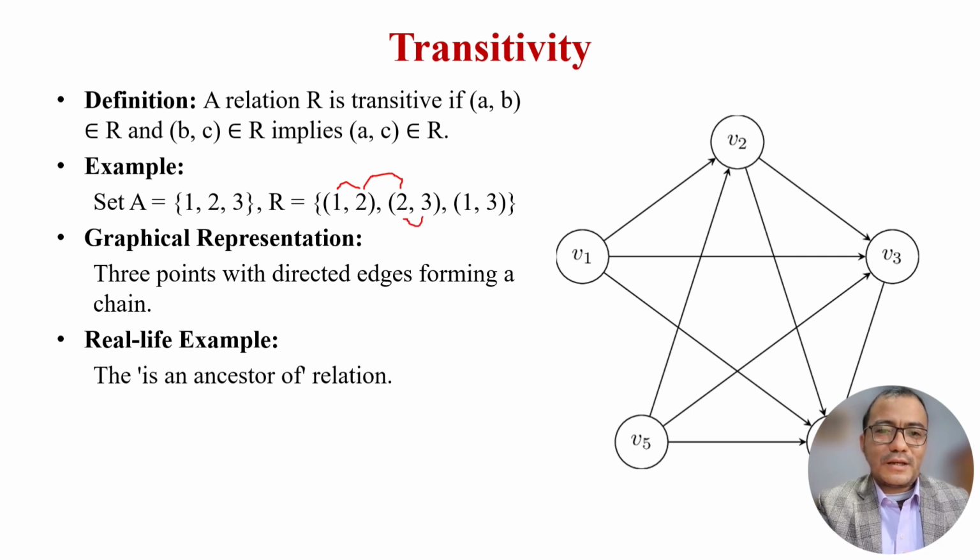So in this case we can show it like this. 1 and 3 are also available in that relation, so it is the third one. Like this, (1, 2) and (2, 3) are given, so (1, 3) must also exist. So this is known as transitivity, in the example.